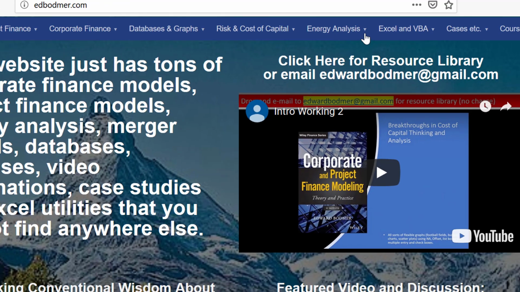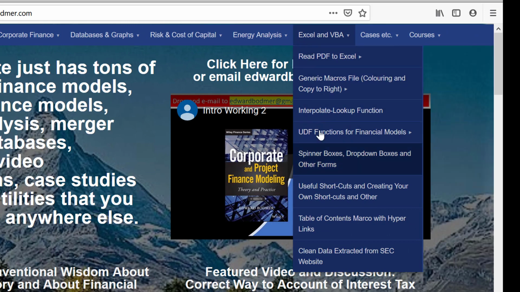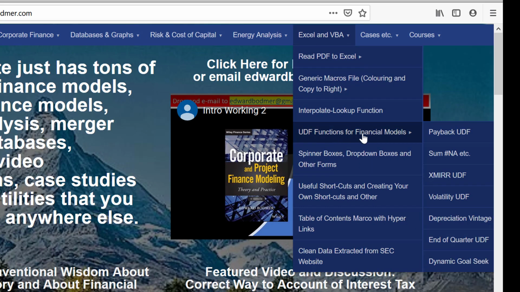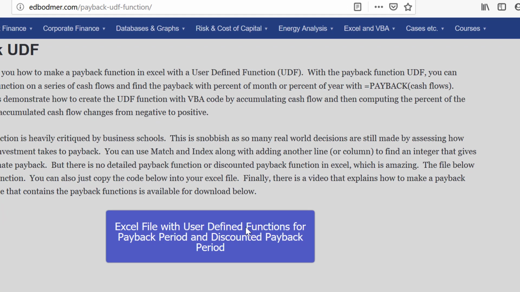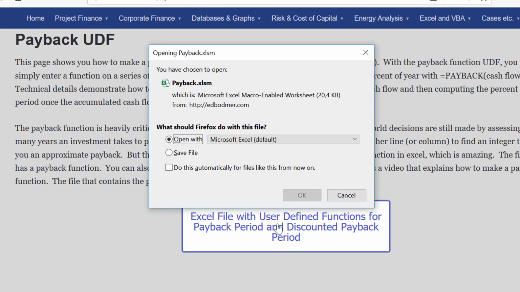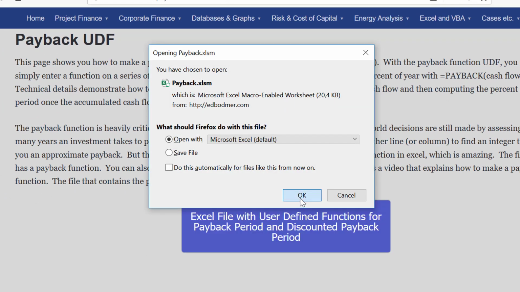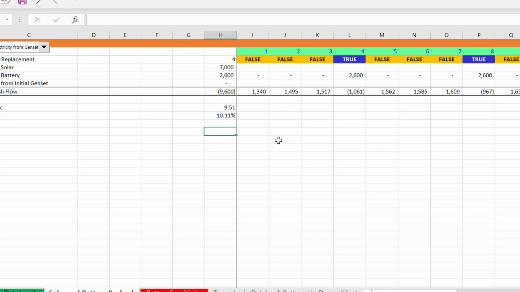So you go to the Excel and VBA and you look up UDFs for financial models, and you can have this depreciation, vintage, compute the volatility, XMIR, which is kind of stupid, make an EO quarter, make a dynamic goal seek, by far the most interesting one. You go to the payback function, and then you can download it or open it. Let's open it. And then once you open it, here's the process you go through.